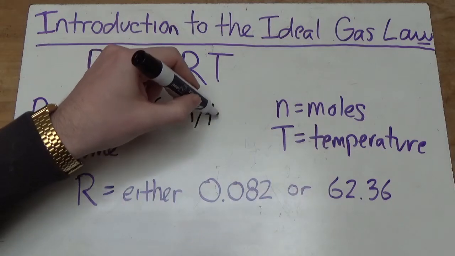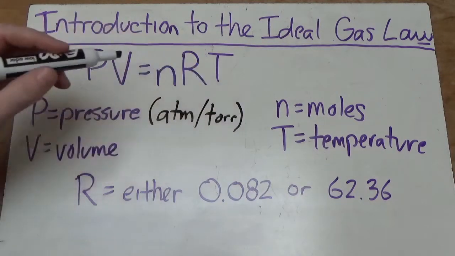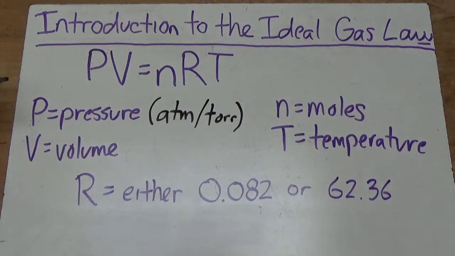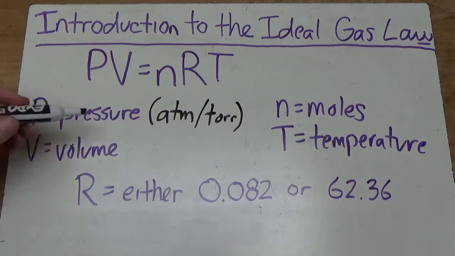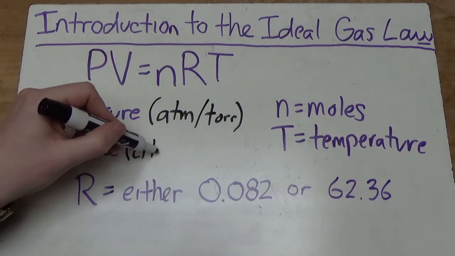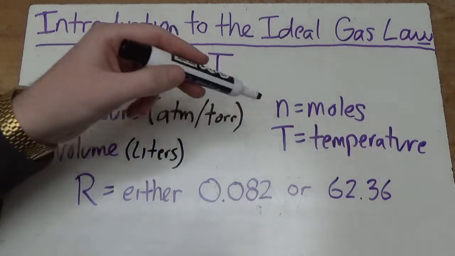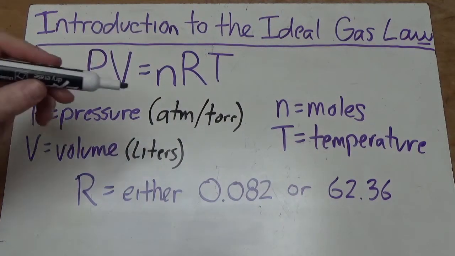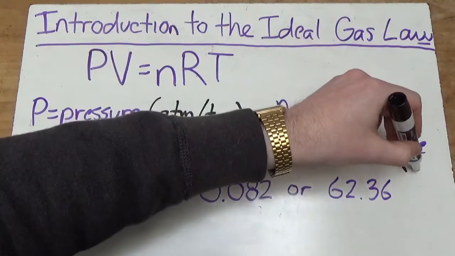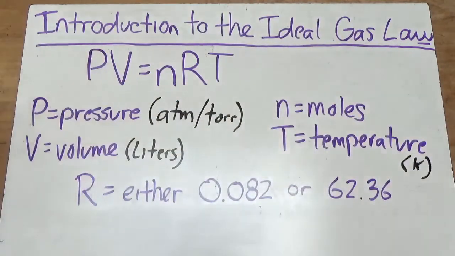ATM, which is atmospheres, and this thing called torr. Volume is always going to be in liters. Moles is moles, and temperature in this problem must always be in Kelvin.